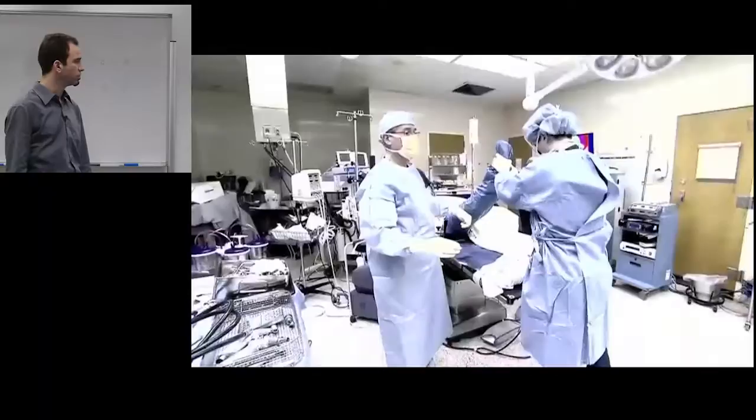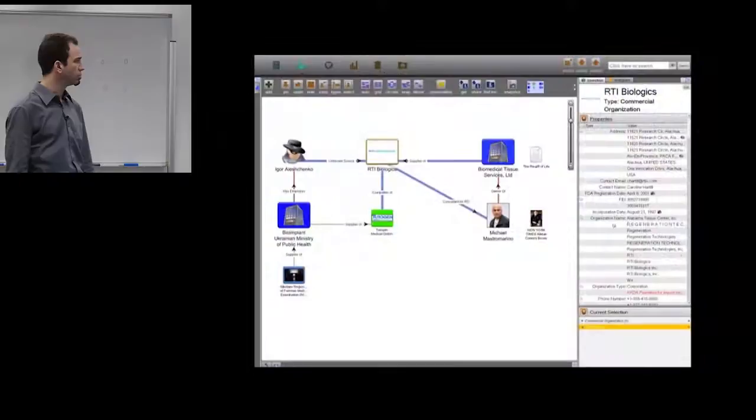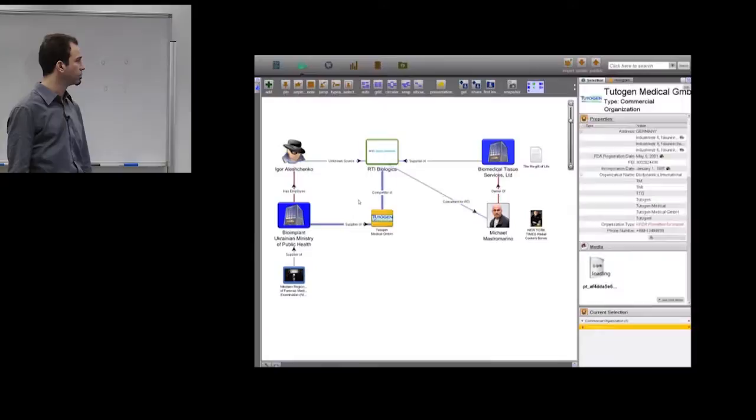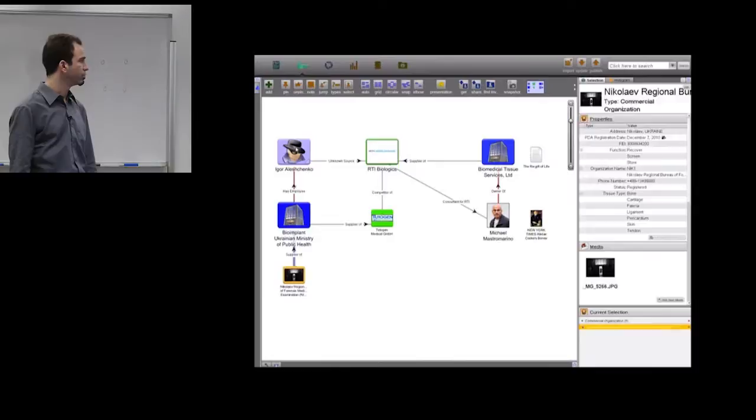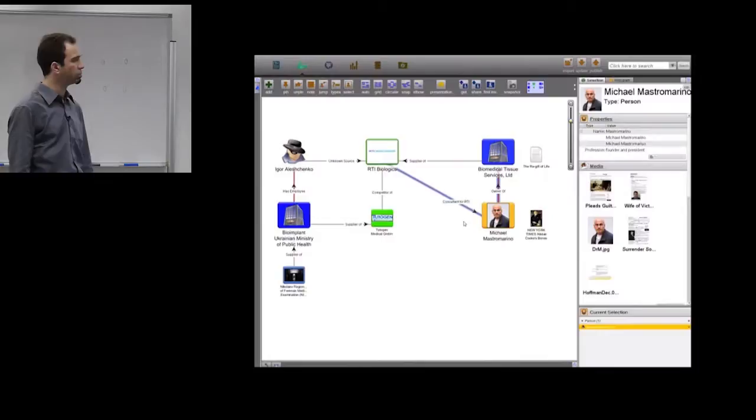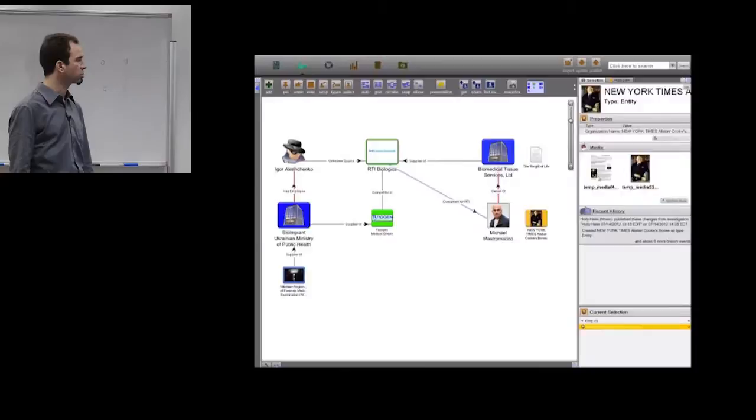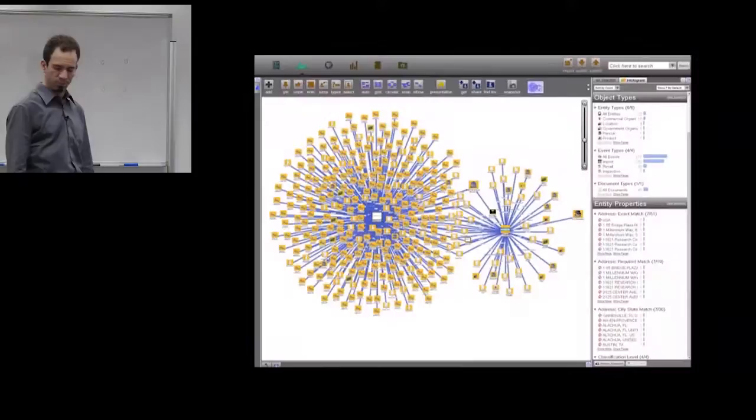Here's the list of characters you'll be hearing about. A Florida company called RTI and its German subsidiary, Tutogen. A Ukrainian morgue named Nikolaev. A Russian coroner named Igor Aleshenko. And a former dental surgeon from Brooklyn, now a convicted felon named Michael Mastro Marino, who stole body parts, including from the corpse of the famous British commentator, Alistair Cook. One last point before we get into the guts of the story.